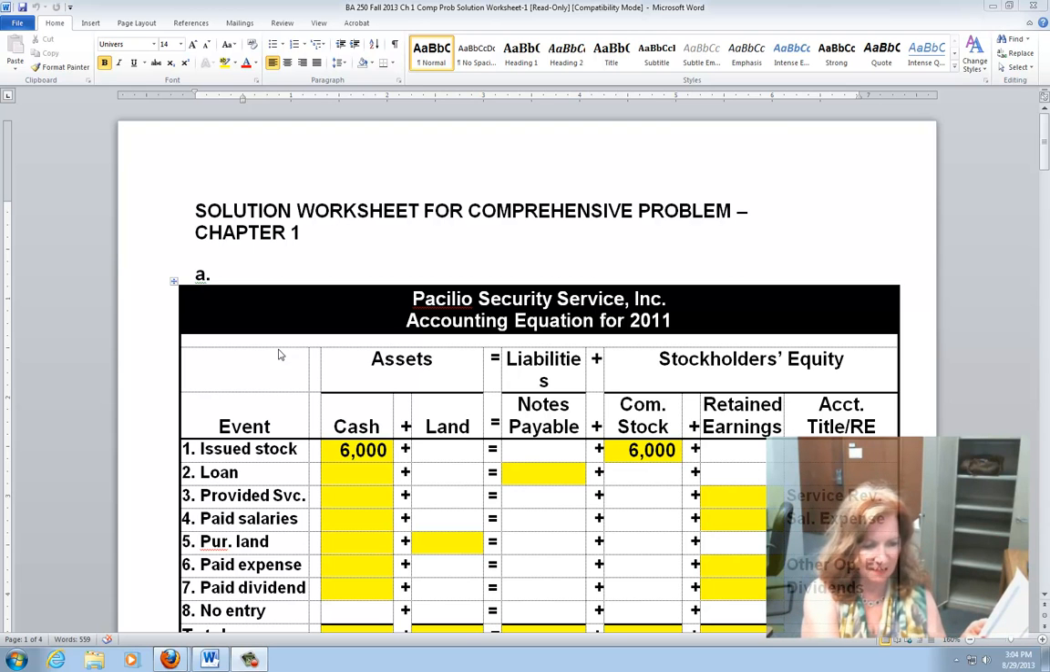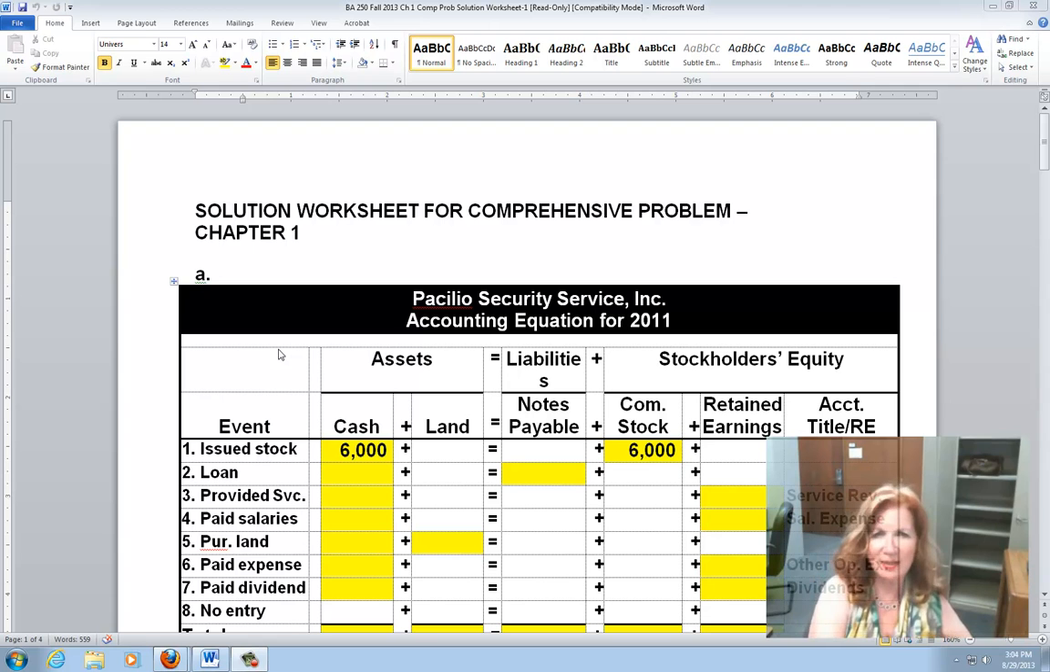Then prepare an income statement, statement of owner's equity, and balance sheet. So in number 1, we're to record the transactions. In number 2, we're to prepare the financial statements. So let's look at these transactions and see how they might go together.